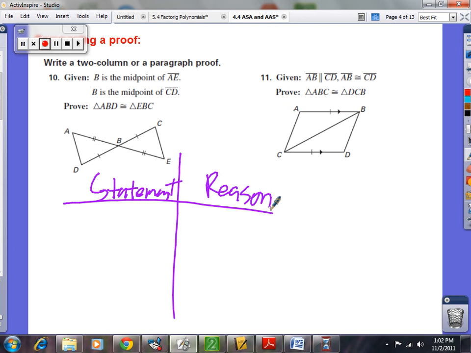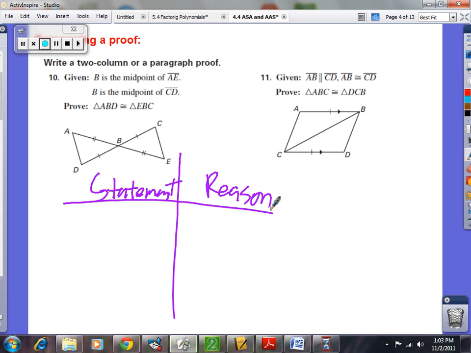Draw a table. And let's go on the left. Let's put statement. On the right, put reason. On the left, put statement. On the right, put reason. Here we go. You got to do this on your homework. Statement, reason.